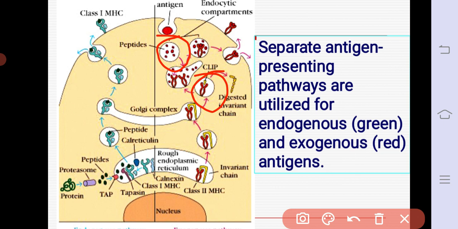The MHC class second molecule's groove is occupied with a peptide antigen, and from this, through a vesicle, they are presented in this manner to the CD4 cell. This is the way by which the class second molecule expresses or shows the antigen to the CD4 cells.